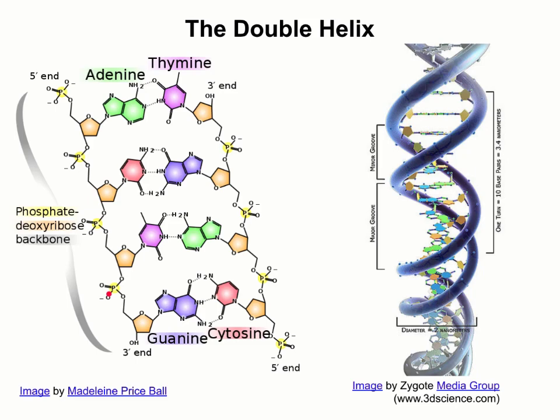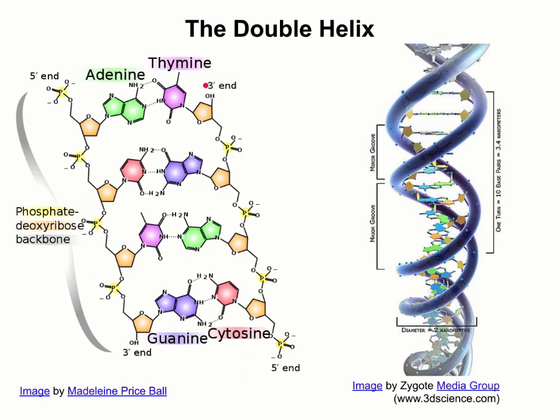Note that 2 polynucleotide strands make a DNA molecule, and each one of them has a 5' to 3' orientation. The strand on the left is 5' to 3' top to bottom, and the strand on the right is 5' to 3' bottom to top. The strands run in opposite directions, or they're anti-parallel.